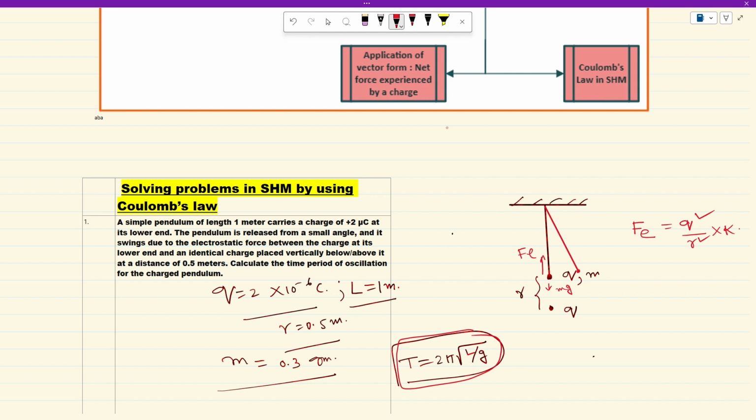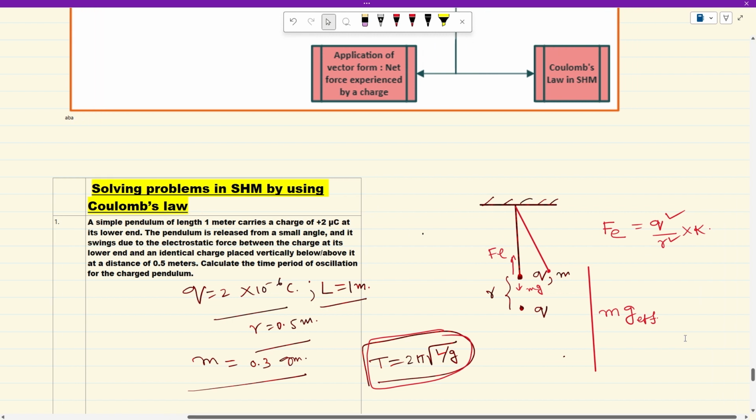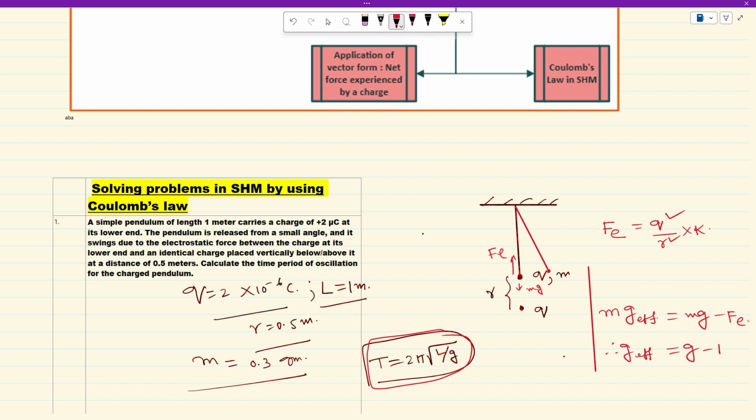So the effective gravity force is reduced here, the effective force acting on the pendulum. That acceleration you are taking, g effective, that m g effective is going to be equal to mg, that weight, minus Fe, the electrostatic force. It acts upward. So g effective will be equal to g minus Fe by m.